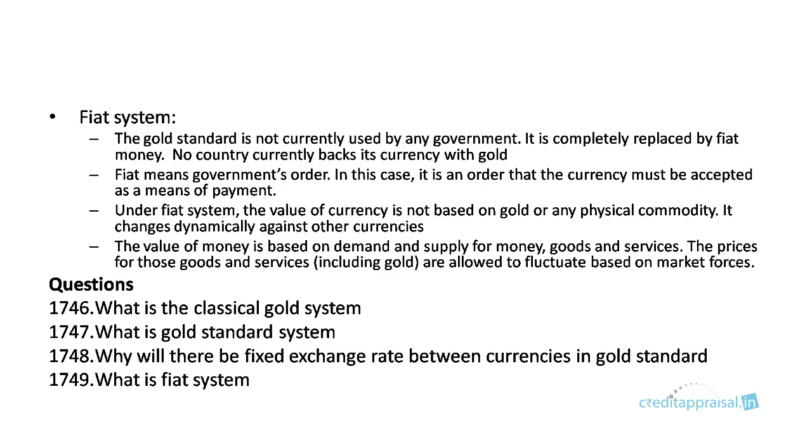Finally, the fiat system. The gold standard is not currently used by any government. It's completely replaced with fiat money. Fiat money means no country currently backs its currency with gold. Fiat means order. It's a government order that currency must be accepted as a means of payment. The government is saying everybody should accept the currency as a means of payment. So here the value of currency is not based on gold or any physical commodity. It changes dynamically against other currencies. The value of money is based on demand and supply, goods and services, and all these factors. So currencies are allowed to fluctuate based on market forces.